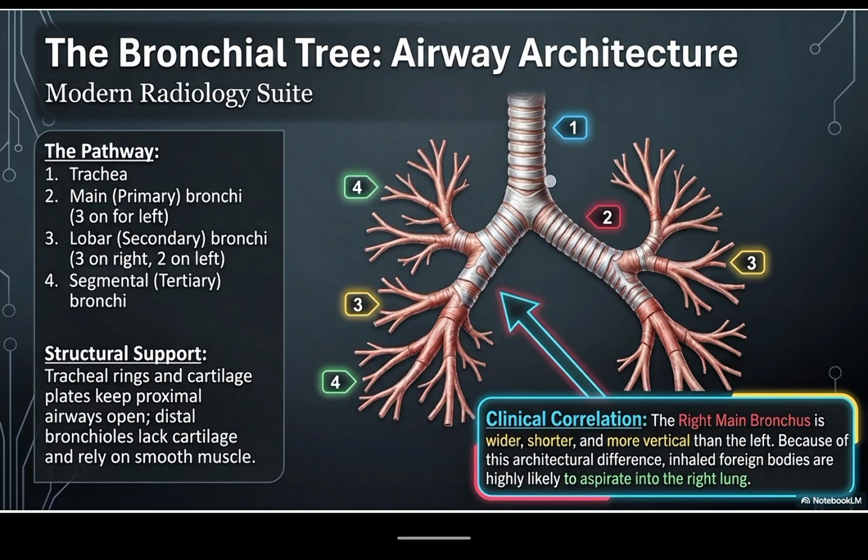Here is a question I want to ask you. Why do the right lungs aspirate more than the left lung? Let's talk about the bronchial tree, which is the airway architecture. So what does it tell us? The bronchial tree is just trying to explain how these airway structures subdivide or branch into the lungs.